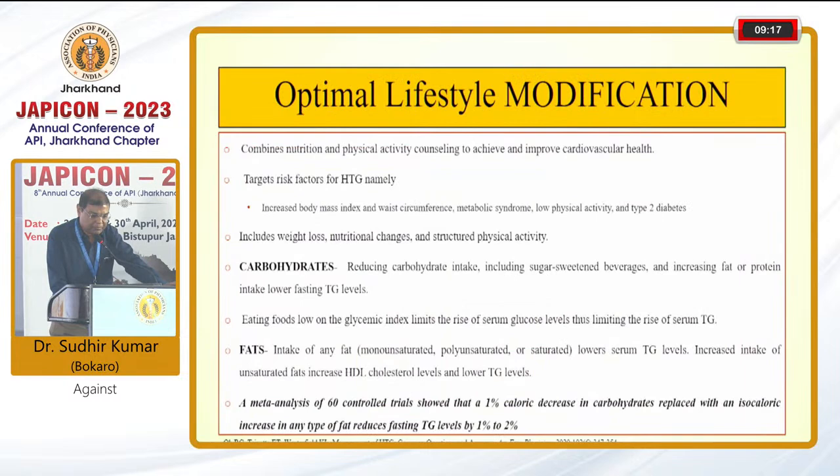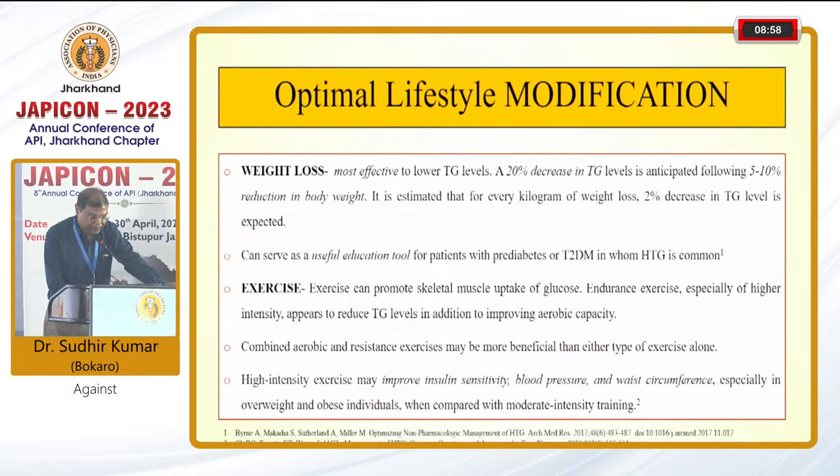So, optimal lifestyle modifications: carbohydrate restriction, fat changes. This meta-analysis of 60 controlled trials shows that a 1% calorie decrease in carbohydrate replaced with an isocaloric increase in any type of fat reduces fasting TG by 1% to 2%. Weight loss is most effective to lower TG levels. A 20% decrease in TG level is anticipated following a 5 to 10% reduction in body weight.